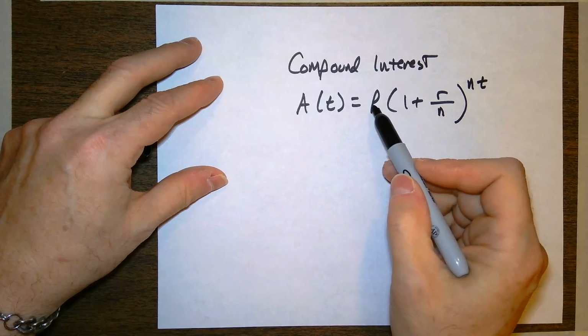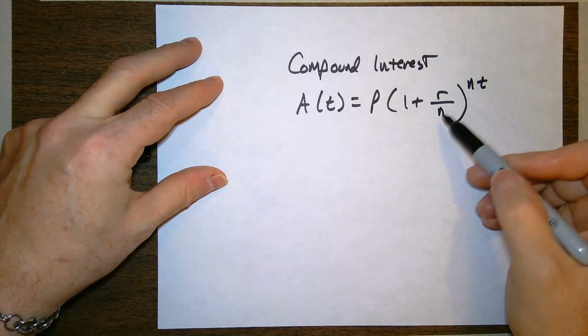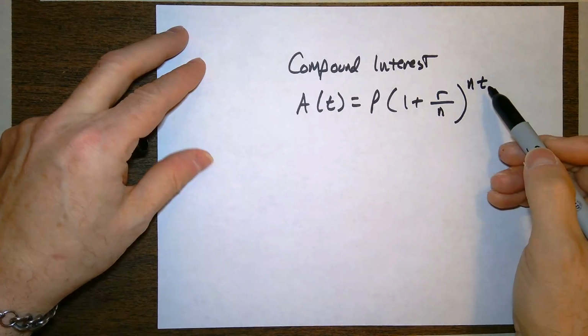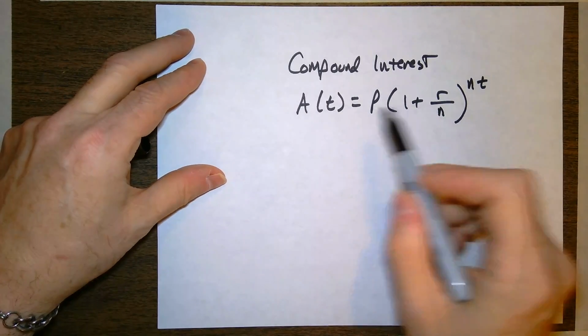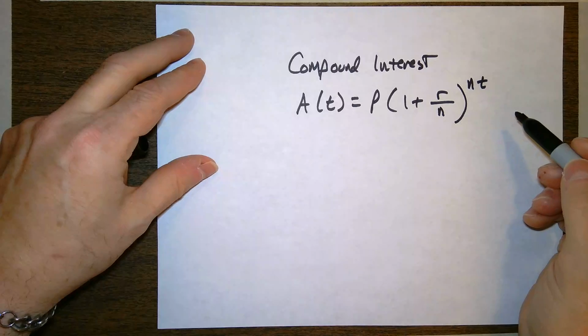So for this formula, notice how many variables we've got. We've got the amount and the principal, two variables. The rate is the third. The number of compoundings, the fourth variable. And time is the fifth variable. So I should be able to give you any four of these, and you should be able to substitute them into the formula and then find the missing.